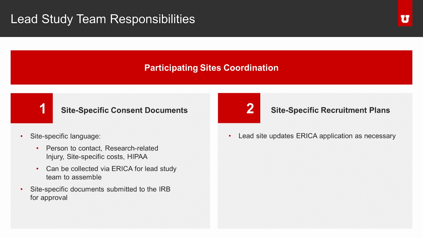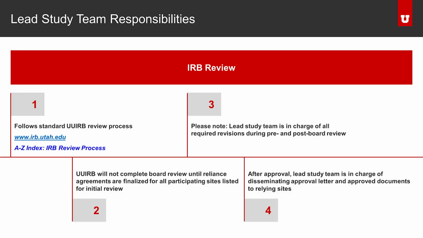Additionally, the participating site should identify their site-specific recruitment plan. The lead study team may need to update the application in ERICA as necessary to accommodate site-specific needs. Once the lead study team submits the new study application, the standard University of Utah IRB review process will begin. The IRB will conduct an administrative pre-review and may request pre-board revisions.